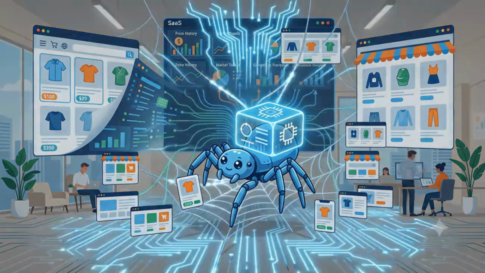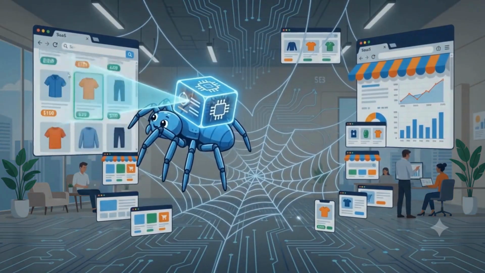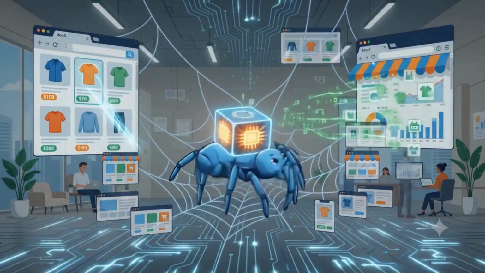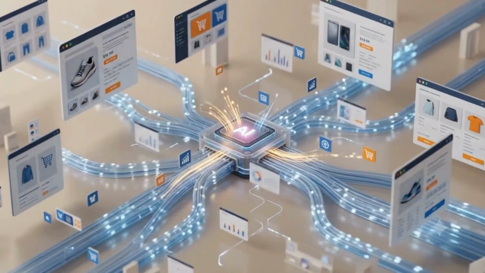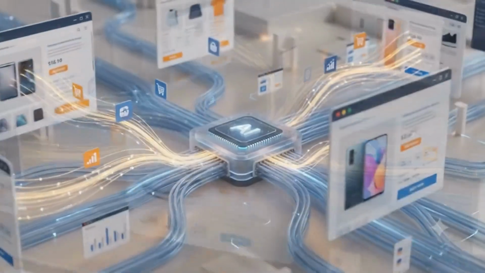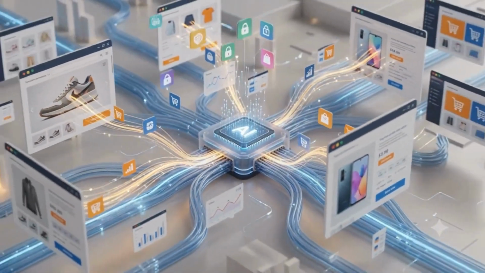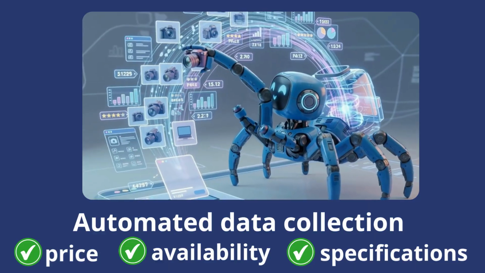What is price scraping and how does it work? Think of a price scraper as a digital spider, a web crawler that travels across the internet collecting this data. It visits product pages, extracts the required information, and sends it to an analytics platform for processing. Price scraping is the automated process of collecting product information, such as prices and stock availability, from online stores, marketplaces, and other websites.